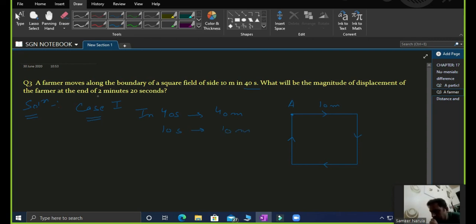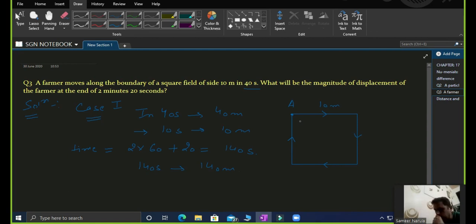Now, as for the timing, the time is 2 minutes and 20 seconds. 2 minutes is 2 into 60, plus your 20, and that is equal to the time. So that would be your 140 seconds. As per this equivalence, 140 seconds means 140 meter is covered.